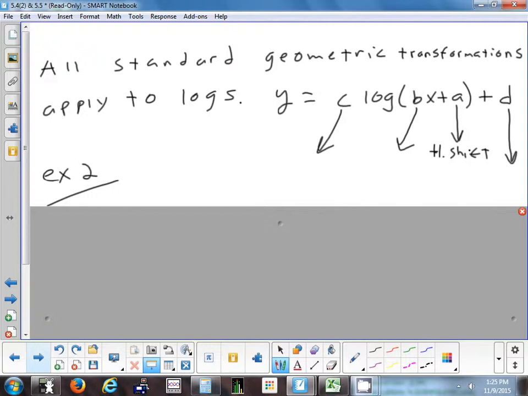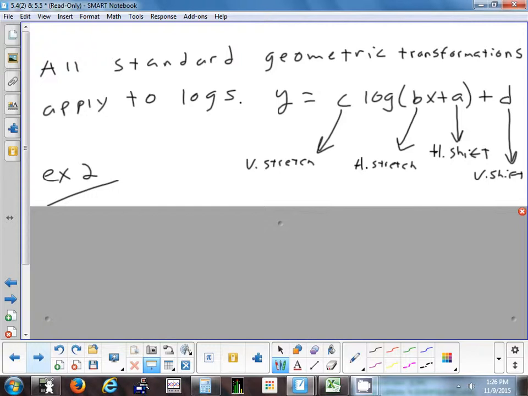Horizontal stretch. Yep. All your horizontal stuff is in here, and it's all backwards. So in this case, smaller numbers like 1/2 or 1/3 actually stretch it. Bigger numbers like 5 or 6 compress it. Right? Now we're going to get outside the function, outside the argument, and look at C and D. Okay, what does C do? Yep. Vertical stretch. And then the last thing is our vertical shift.